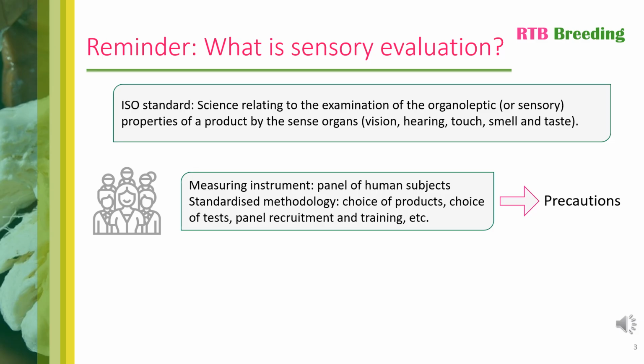Compared with other scientific methods, sensory evaluation is unique in that it uses the human subject as a measuring instrument. As sensory evaluation is a standardized scientific method, there are many precautions to be taken when selecting products, choosing tests, choosing subjects, their number, then training, and so on.